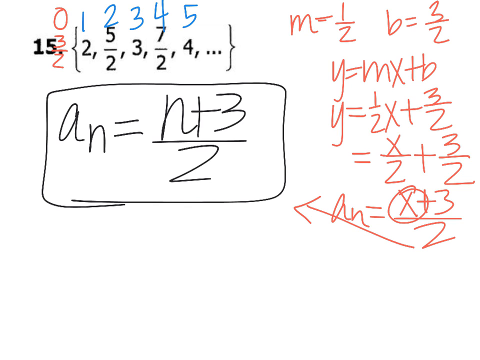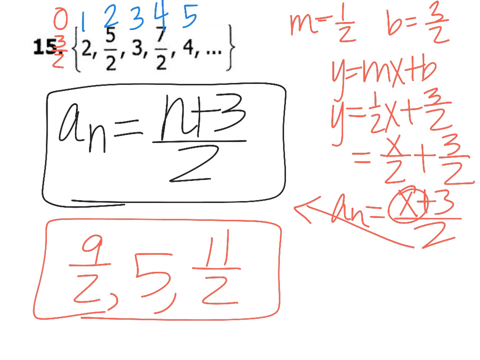So we do need the next 3 terms. If we're adding 1/2 every time, our next 3 terms would be 9/2, or 4.5, then 5, then 11/2, or 5.5. And that would be our next 3 terms.